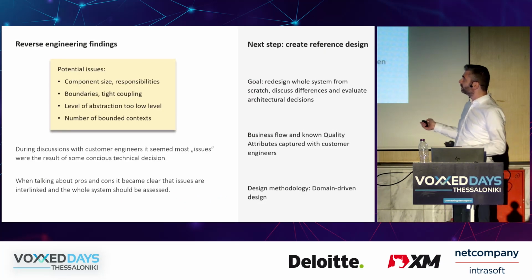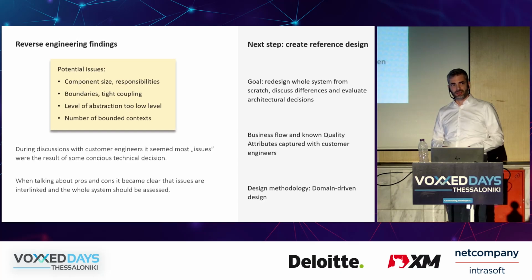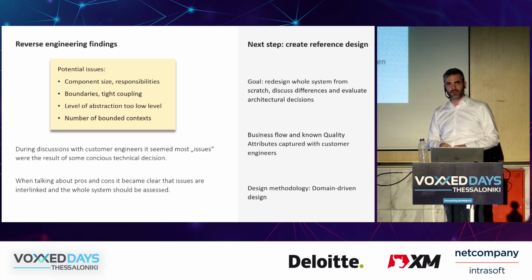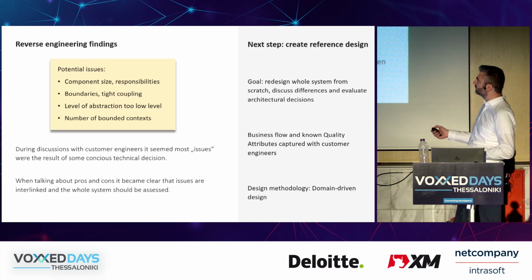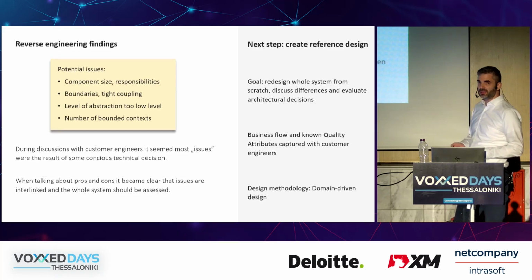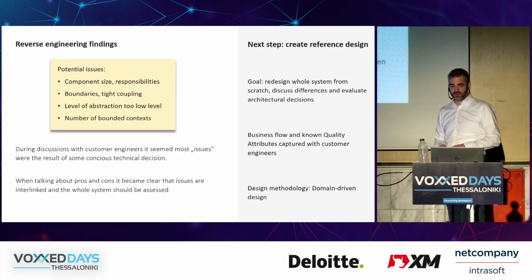So at the end of this reverse engineering exercise, I collected several potential issues. And I'm saying potential because at this point, I wasn't sure that this was really an issue. But these were the following, as I listed previously. So issues with component size, responsibilities, boundaries, tight coupling, level of abstraction, and the number of bounded contexts.